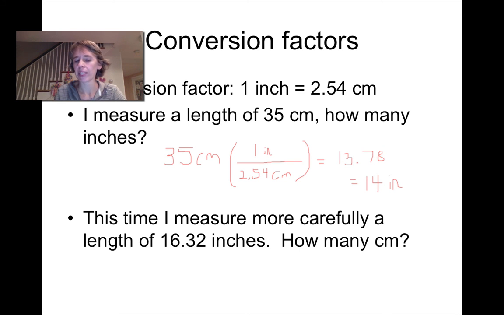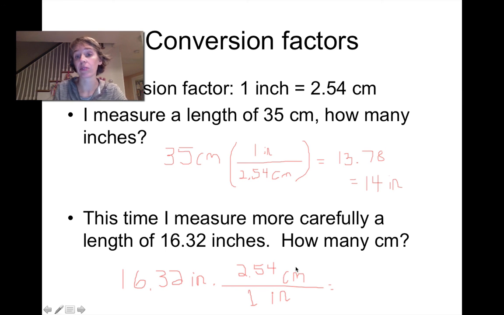But if I measure more carefully and I have 16.32 inches, I have 4 significant figures there. Then if I'm only using 2.54 centimeters to an inch as my conversion factor, I need to round to 3 significant figures, or 41.5 centimeters. So I'd be better off looking up that inch to centimeter conversion and retaining more decimal places on that, so I could have a slightly more accurate final calculated measurement.